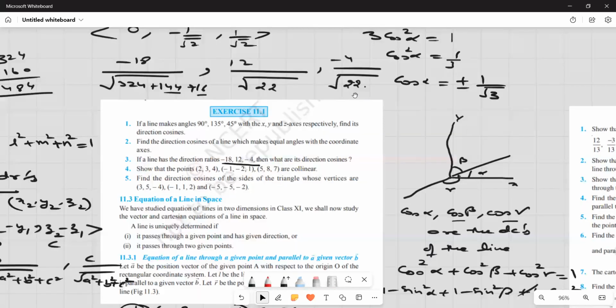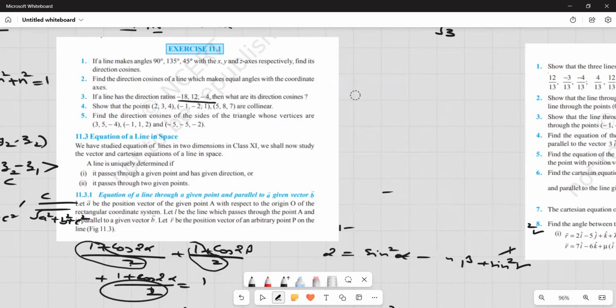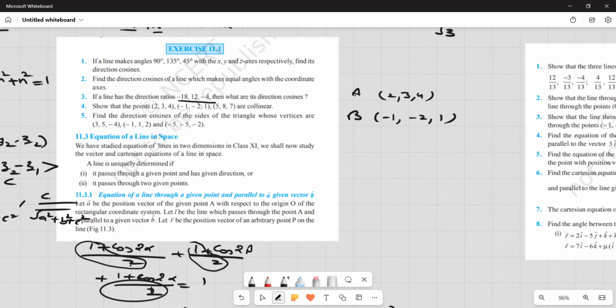Next, you have to show that the points are collinear. Here, no need to apply AB + BC = AC. No need to do that. You will just find out the DRs of the line. So let A be the point (2, 3, 4), B be the point (-1, -2, 1), C be the point (5, 8, 7).